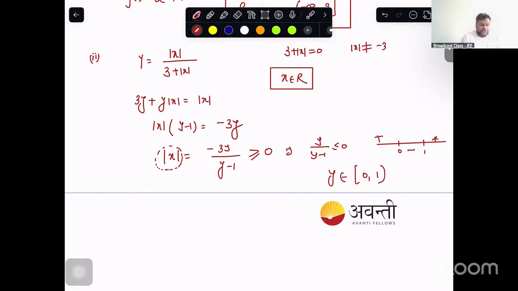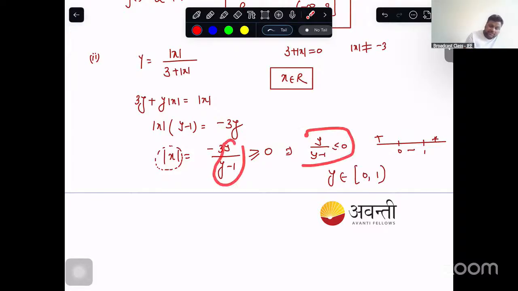Once again, first of all, y given to you is mod x upon 3 plus mod x. Now, as we have been doing earlier, I have cross multiplied and am writing mod x in terms of y. So you got mod x equals minus 3y upon y minus 1. Now, what is mod x? Mod x is always more than or equal to 0. That means this minus 3y upon y minus 1 should also be greater than or equal to 0. That means y upon y minus 1 should be less than or equal to 0.